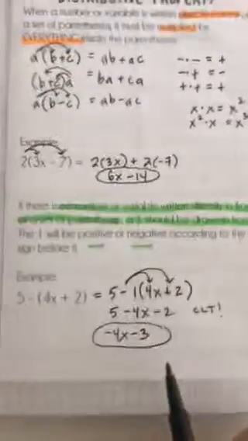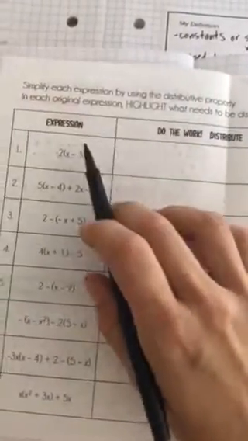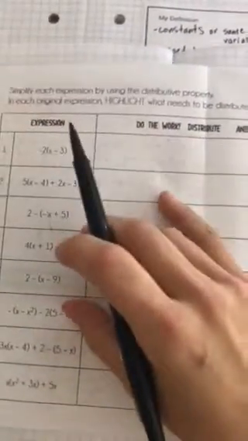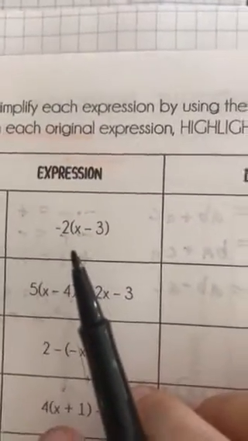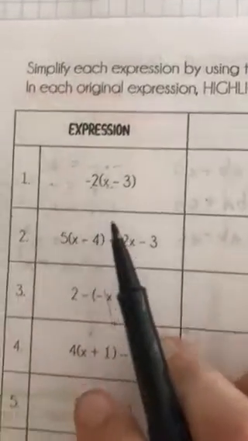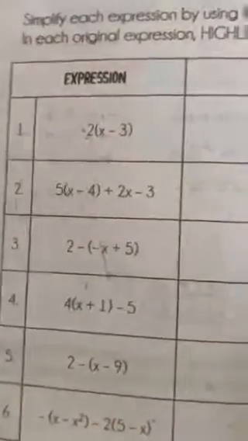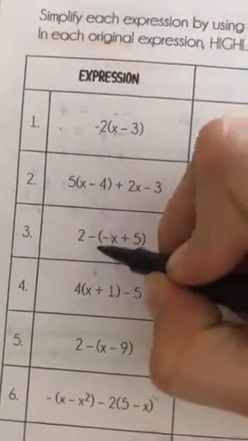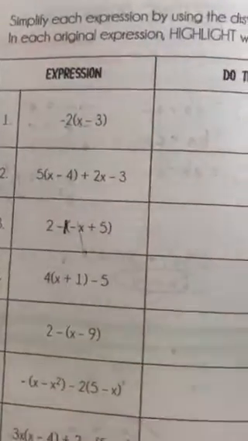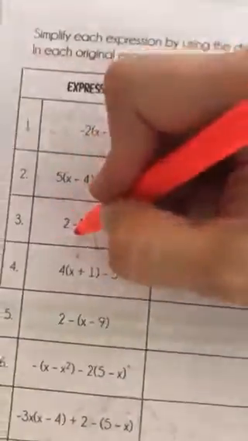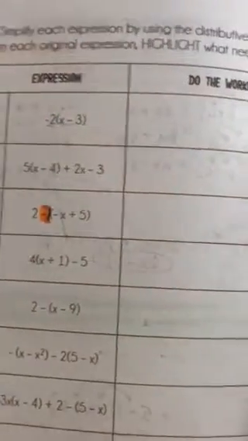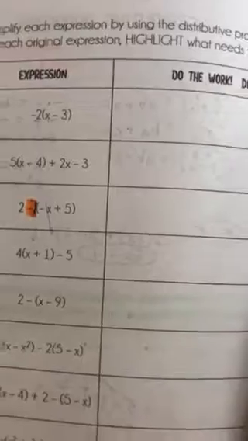Go ahead and work through the inside of your booklet now. If you look up at the top, you're going to simplify by using the distributive property. And in each of these original expressions, highlight what needs to be distributed. So like with number 1, I would highlight that -2 so that I know that I'm going to be distributing the -2. Down to number 3, we've got the sign in between the number and the parentheses. So first I'm going to put in a 1 to say, hey, we're actually going to be multiplying by -1, and then I can go ahead and highlight that whole -1 so I know what I'm going to be multiplying each term inside by. Okay, good luck.